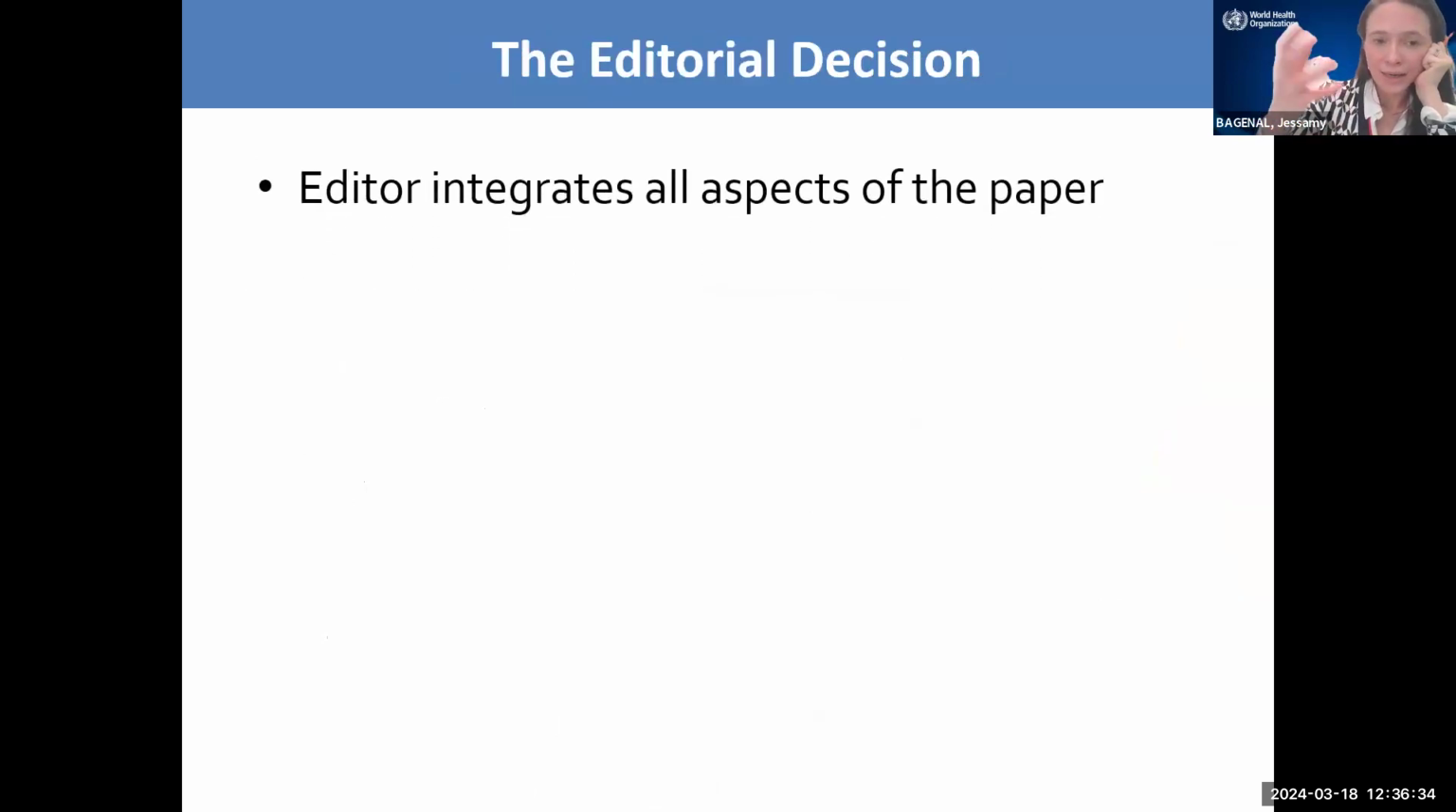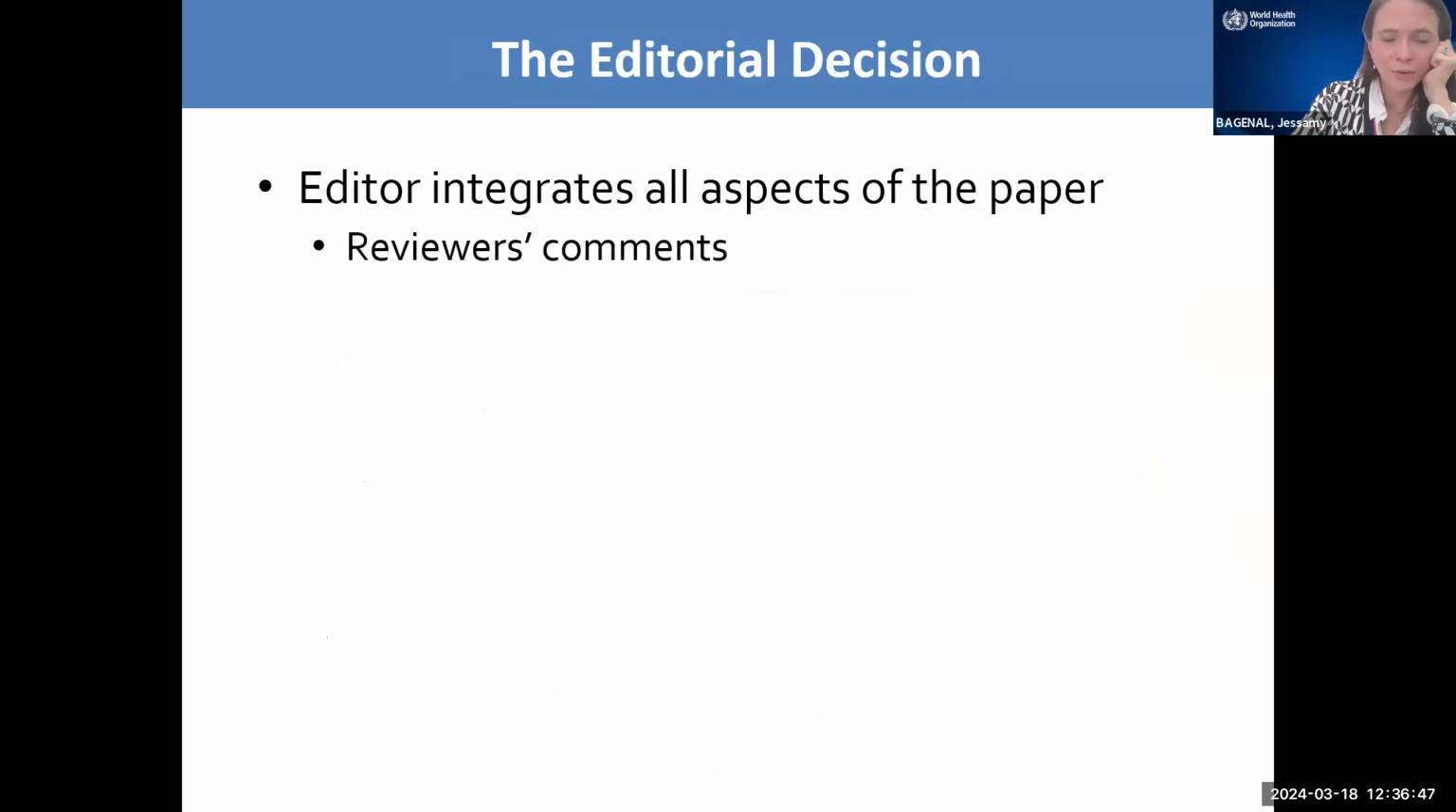So an editor, when they've done that, they're going to take it back to a manuscript meeting, but they'll integrate all of that. They'll assess the paper themselves, and then they'll take all of the peer reviews and think about what this means for the journal. Is this something that we think fits those criteria that we want at the Lancet?